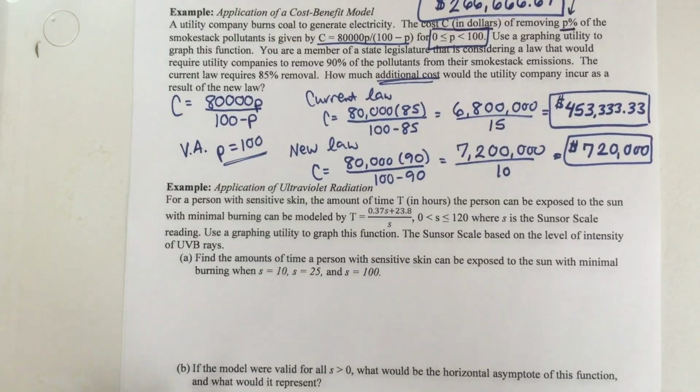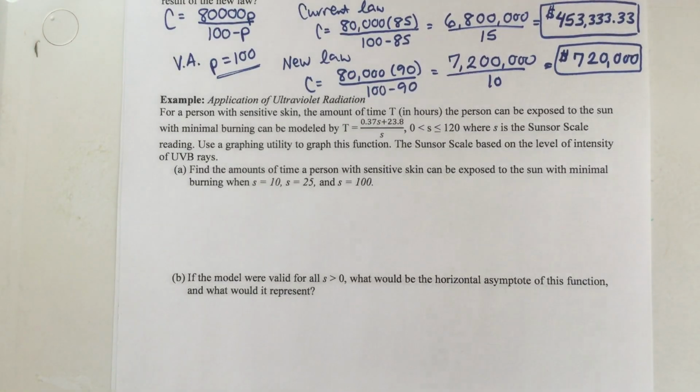Okay, here's another one. Let's say you are somebody with really sensitive skin and in the summer you get sunburnt a lot. There's actually a mathematical formula that tells you how long you can be outside and expect to basically not fry. Okay, that's what this next question is.